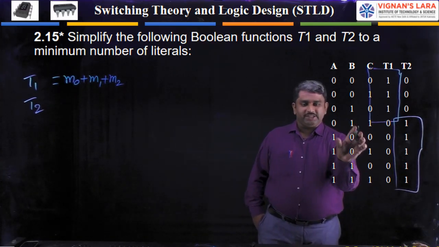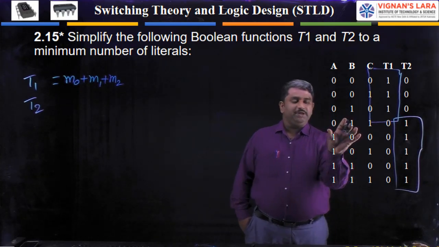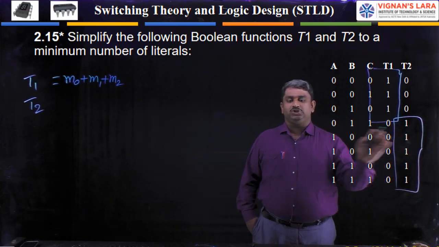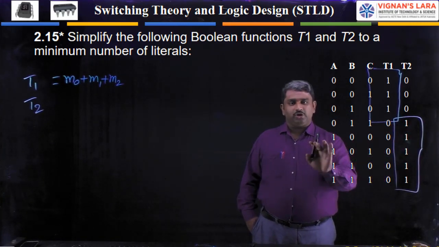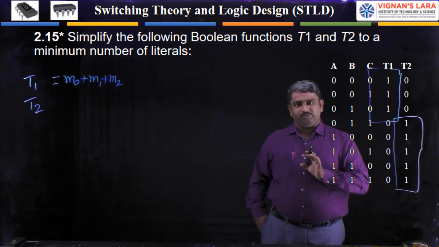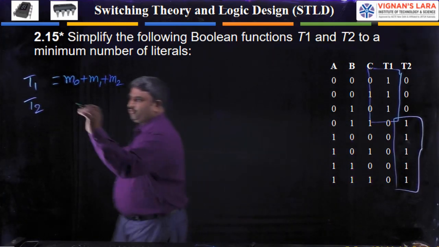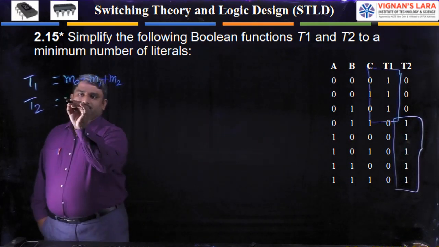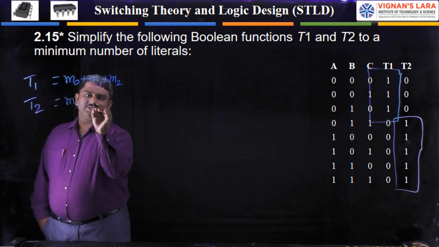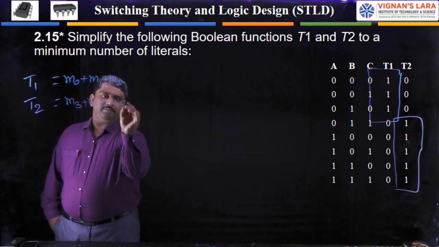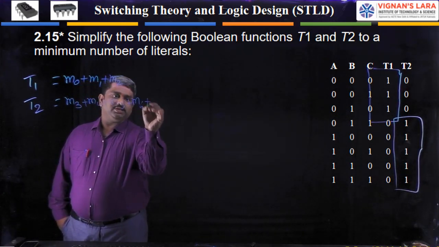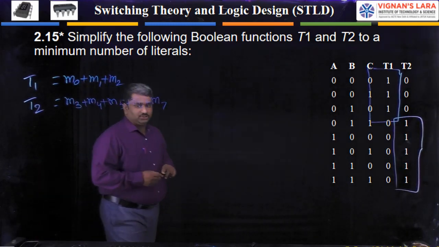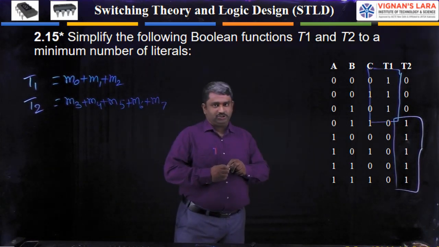Coming to the equivalent decimal value, the minterms representation. The first condition is 0 1 1, which is nothing but 3, so the minterm value is 3. Write down the same function here: the first one is m3, the next m4, next m5, next m6, next m7. So these are the given input functions.